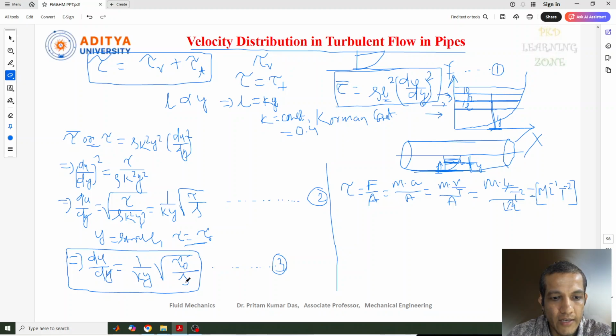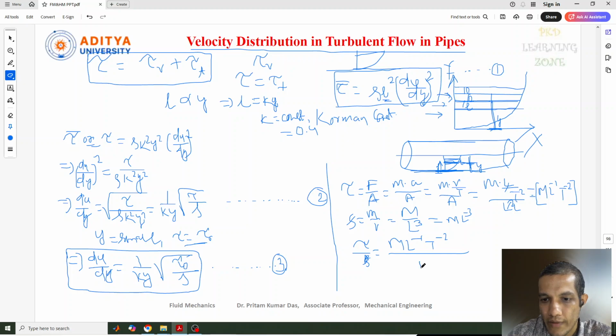Similarly, one more term is there, density. Density equals mass by volume. Mass is m and volume is L cube, length cube. So we can write m L to the power minus 3. Now if you combine these two things, we get the value of tau by rho. So m L to the power minus 1 t to the power minus 2 divided by m L to the power minus 3.